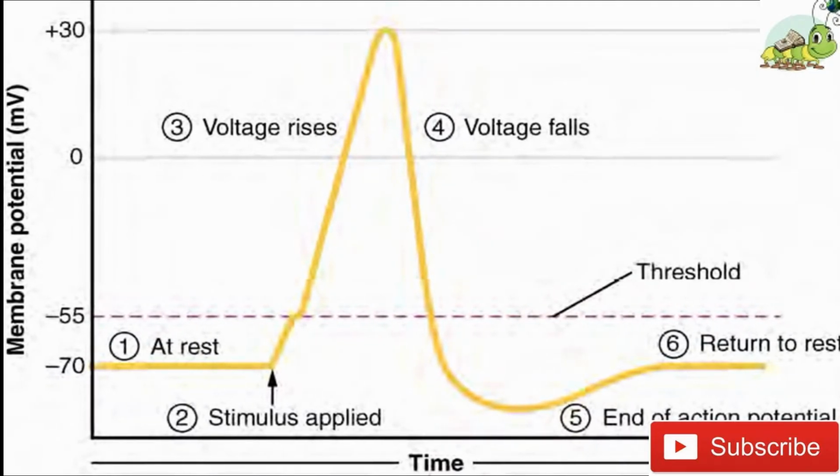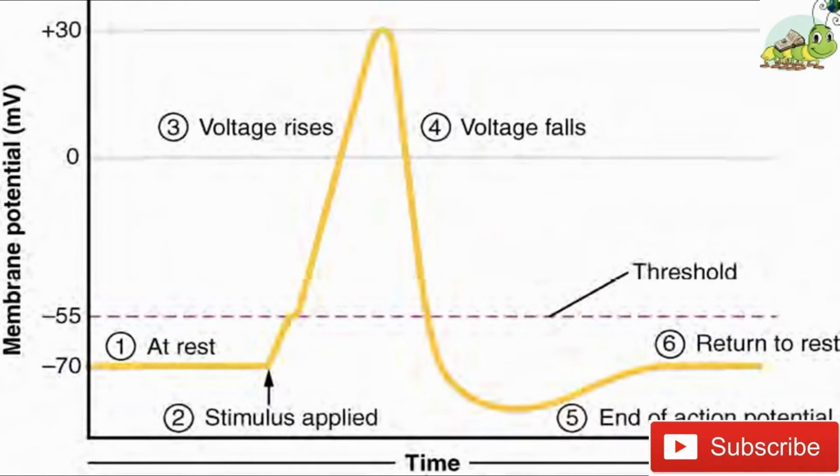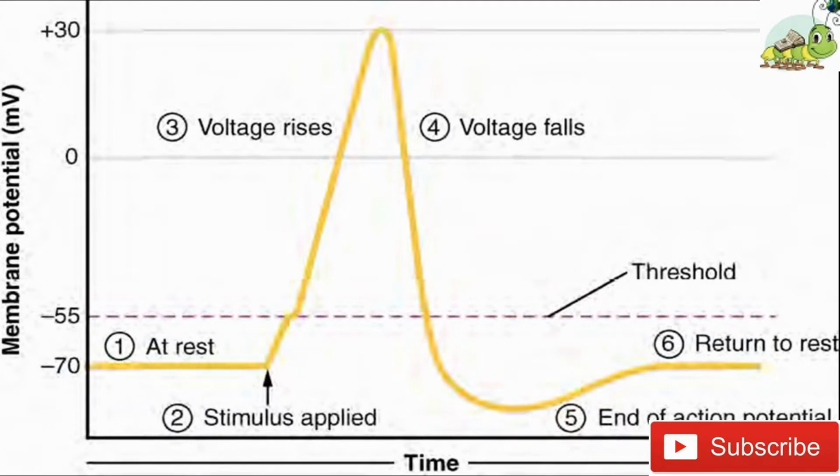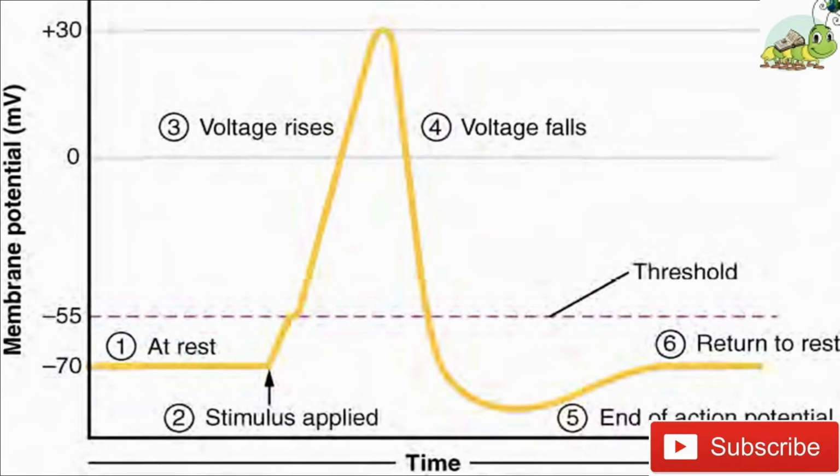The change in the membrane voltage from -70 mV raised to +30 mV at the end of depolarization is a 100 mV change. That can also be written as a 0.1 V change.